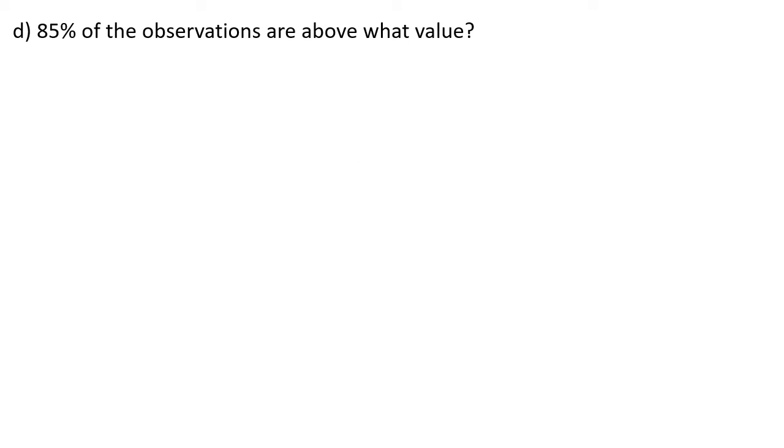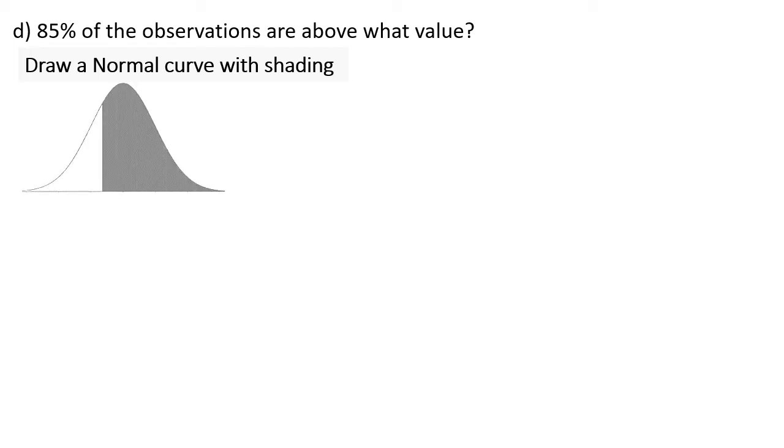All right, D. Now they're going in reverse here. 85% of the observations are above what value? So we have a certain value and we want 85% of the observations to be above that. So let's draw a normal curve with some shading. It should look like that. We know 85% of the area is to the right. That means my vertical line should be to the left of the mean. That's the only way that I would get that shaded region to be 85%.